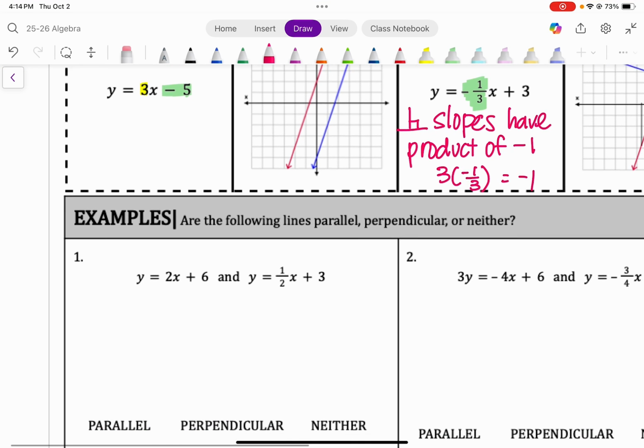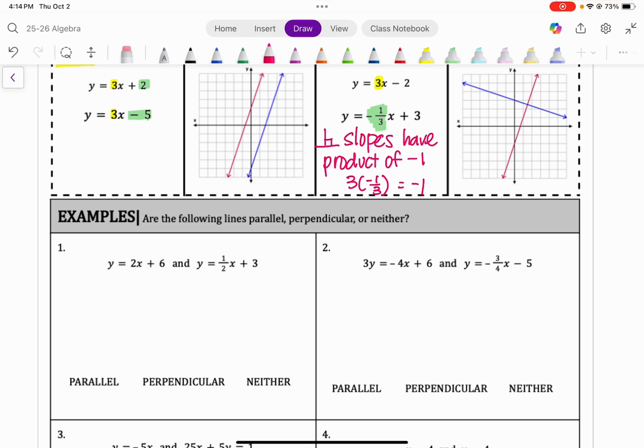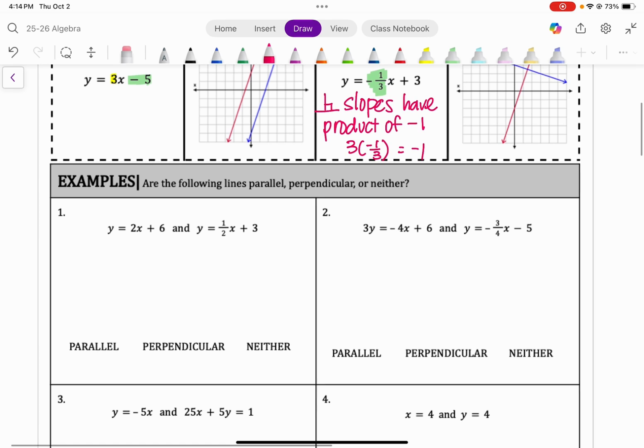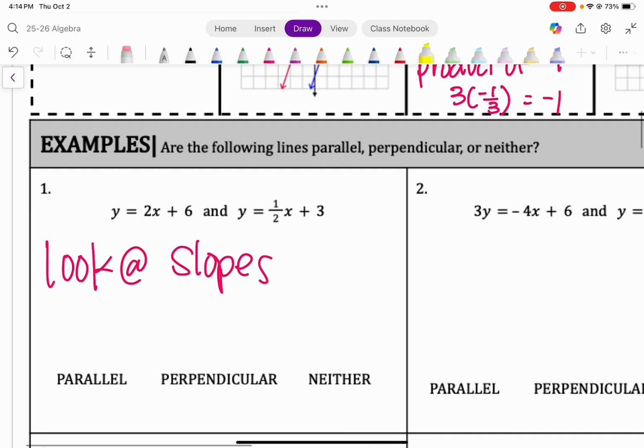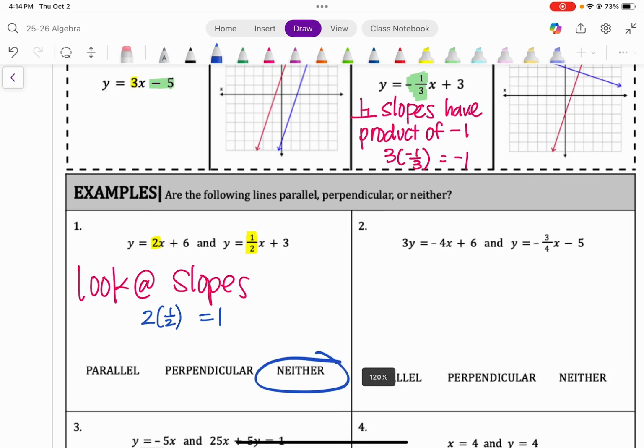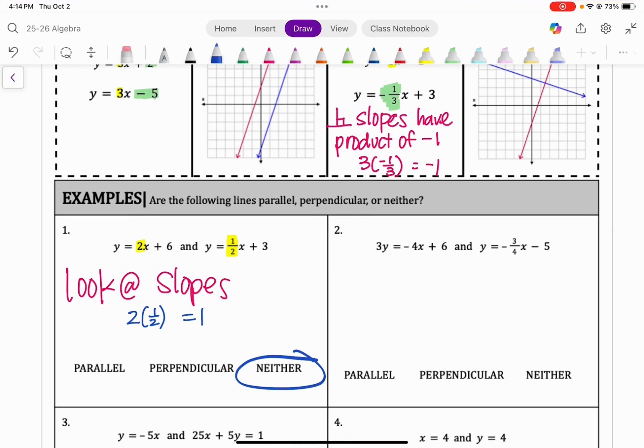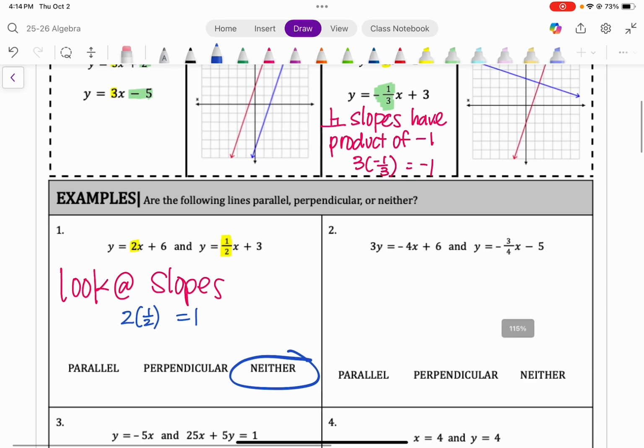Okay, so in these first examples, we're just saying if they're parallel, perpendicular, or neither. So all we're going to do is look at the slopes. In this first one, the slopes are already figured out. I've got a slope of 2 and a slope of 1/2. And when I multiply those, I get +1. So that would be neither. Those slopes are neither parallel nor perpendicular.